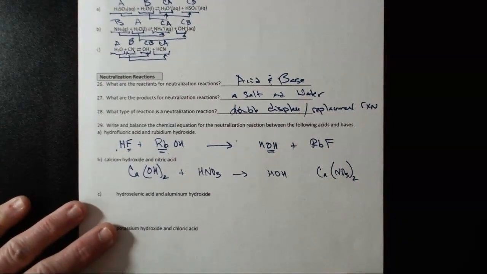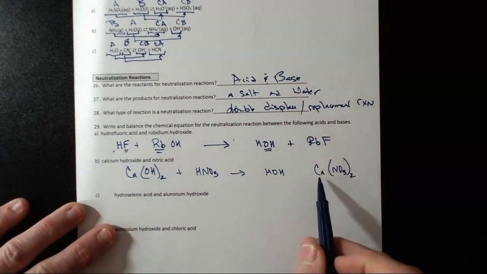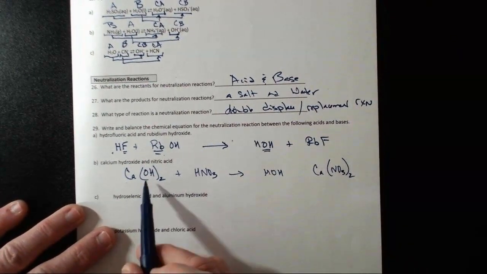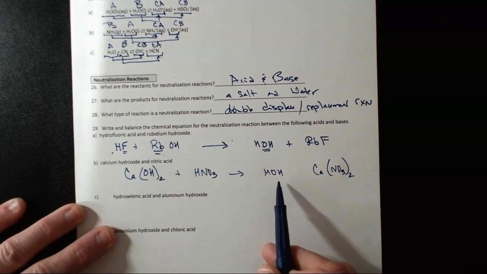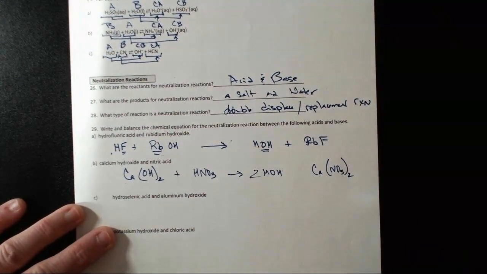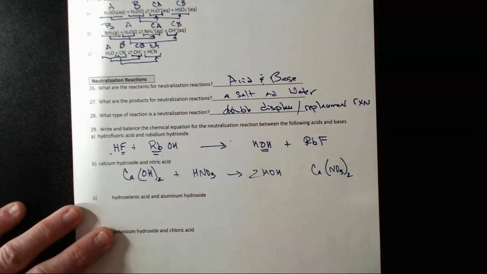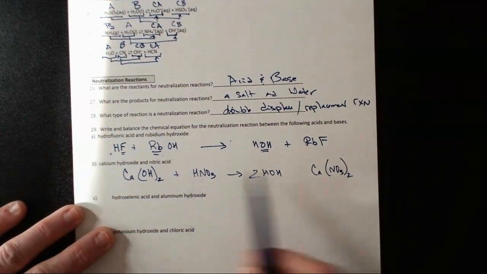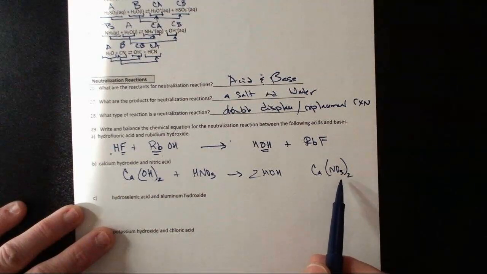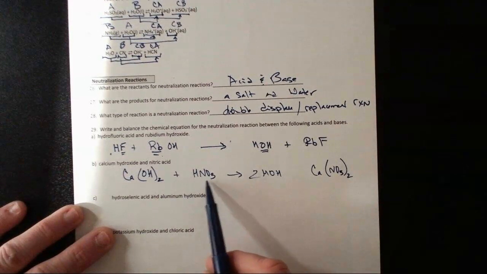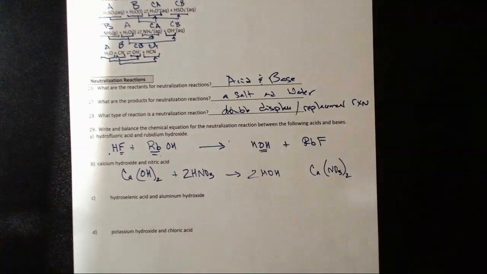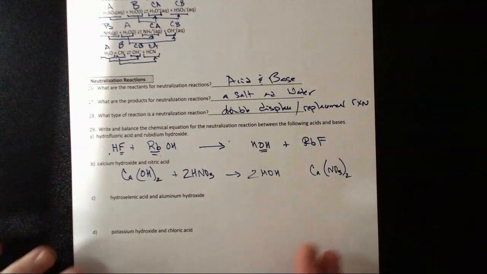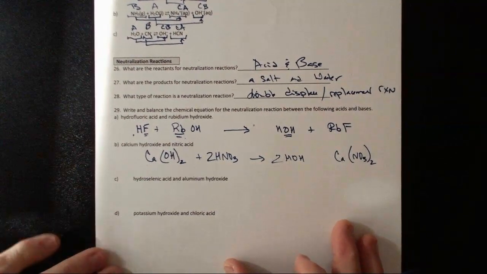Now let's check our balance. I have 1 calcium here, 1 calcium here, that's fine. I have 2 OHs, but only 1 OH over here, so that means I'm probably going to need to put a 2 here. Now I have 2 nitrates over here, and I've only got 1 hydrogen and 1 nitrate over here, so if I put a 2 here, we're all in balance.